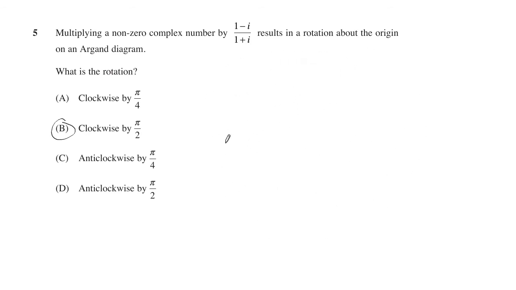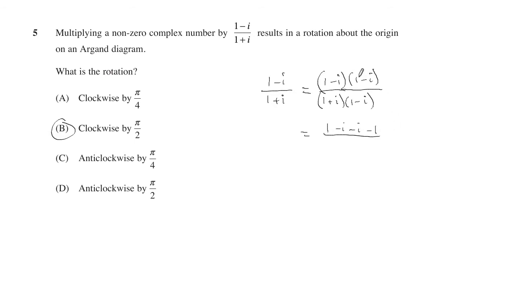So we can also do it by just working out what this number is. And you do that by multiplying the top and bottom by 1 minus i. And that's to make the bottom into a real number. So on the top, you get 1 times 1 is 1, 1 times minus i is minus i, minus i times 1 is again minus i. And then minus i times minus i is minus 1, because the two negatives cancel out, and then the i's together make minus 1.